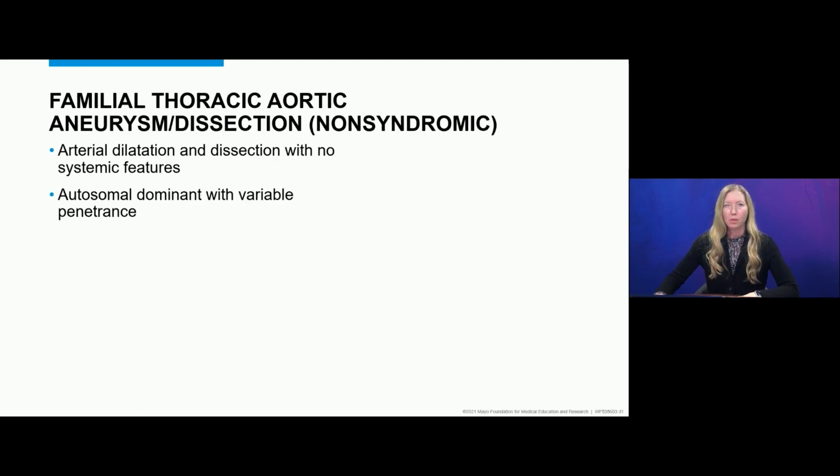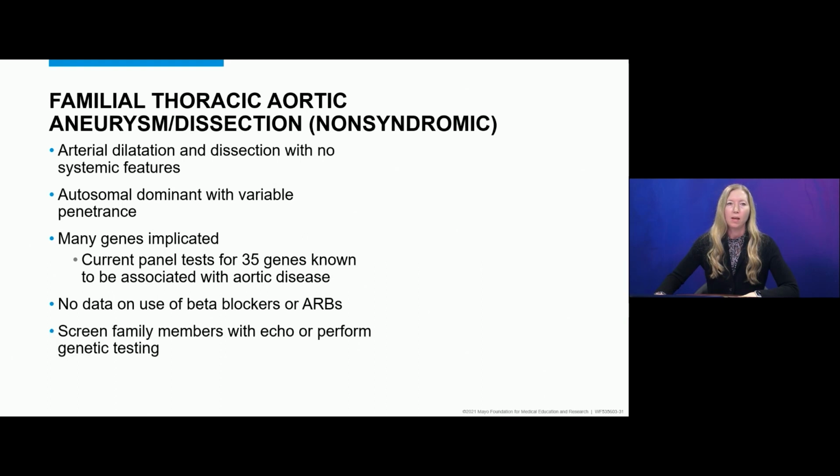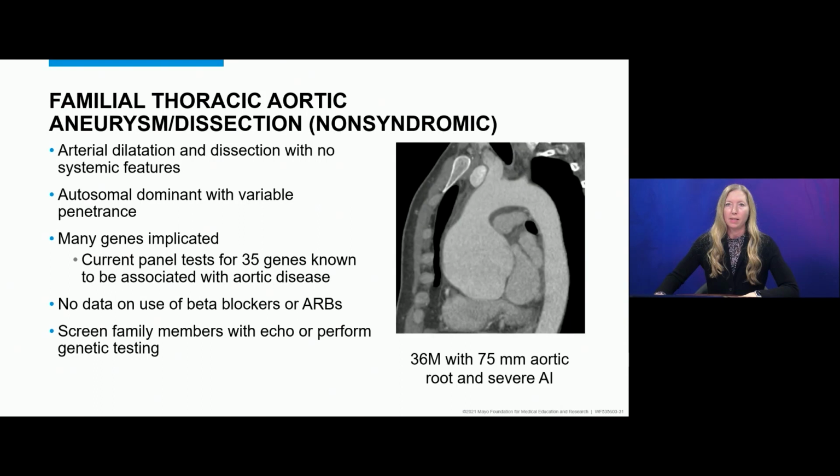The final group we'll talk about is the familial group. So these are our patients who have no syndromic features but have significant aortic abnormalities. Again, this is a dominant trait, and there's many genes implicated. So the current panel that we use tests for 35 genes known to be associated with aortic disease. We don't have data on the use of beta blockers or ARBs, but we frequently use these medications for these patients. And we screen family members just like in the other disorders.